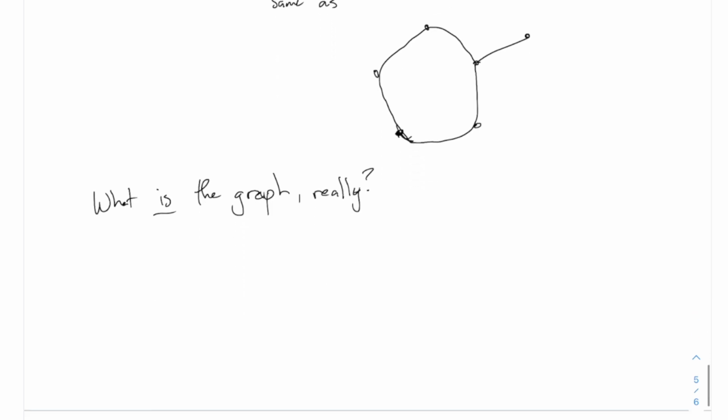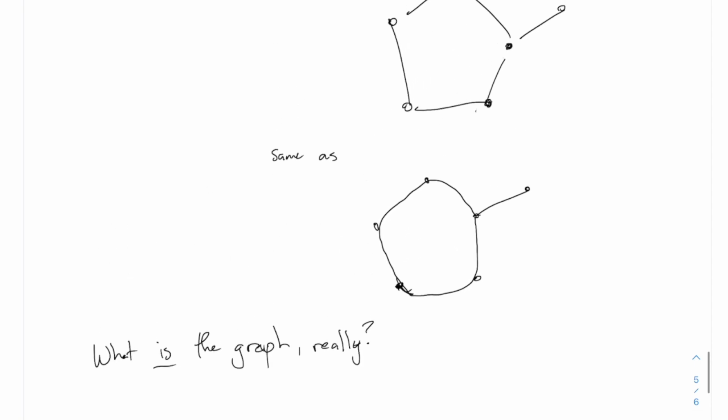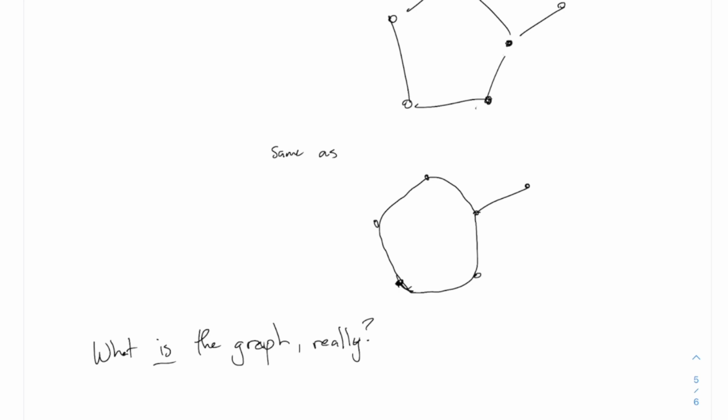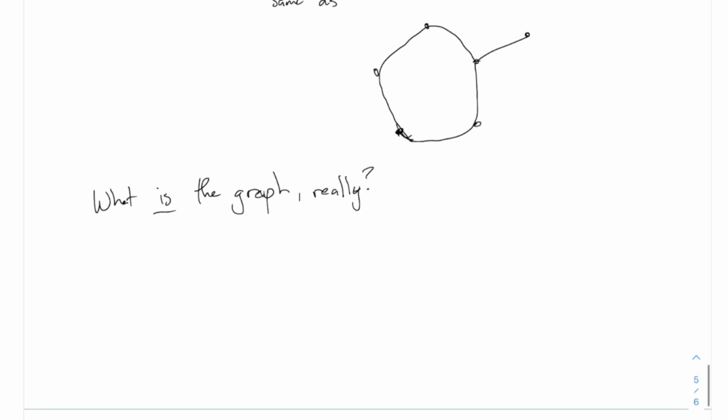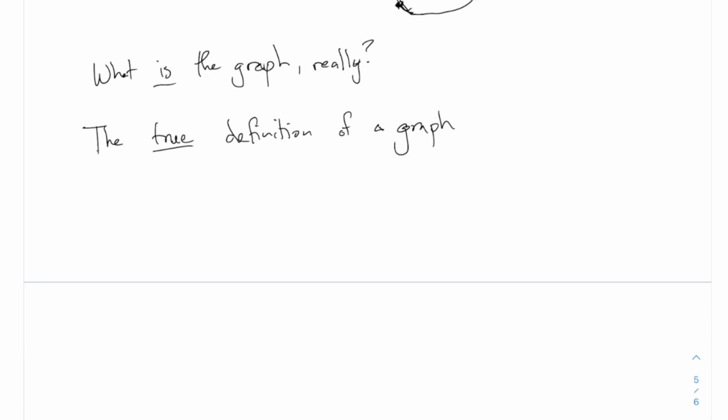Well, I'm going to tell you, the true definition of a graph actually doesn't use pictures at all. That's because when you draw the picture, you're talking about something a little too specific. The true graph is something deeper and less specific than that. So what is the graph really? This is what I want to talk about: the true definition of a graph. It's not a picture. What really is it? The true definition of a graph is that it consists of a set of vertices and a set of edges.